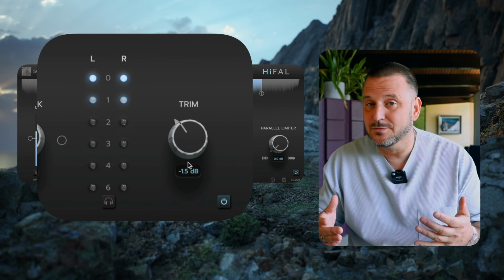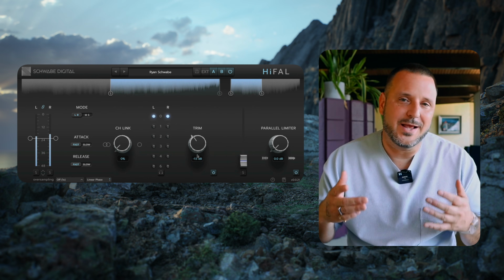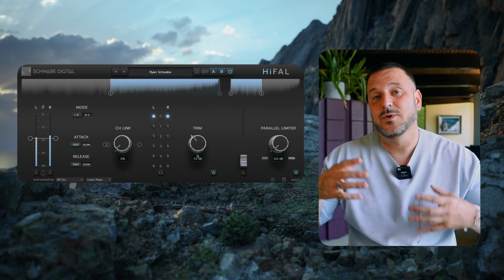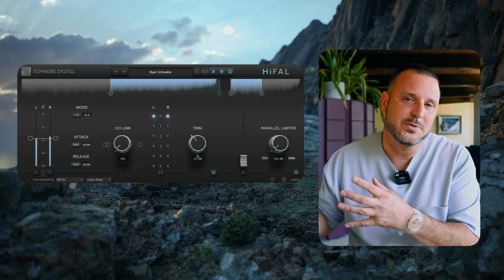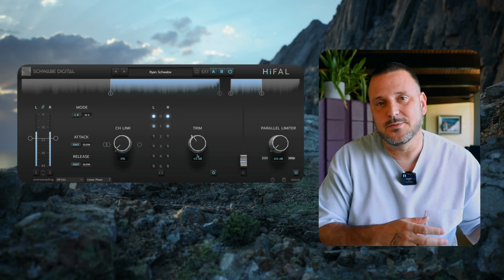It may sound simple, and it is, but it's a really elegant and easy way to rebalance and right-size the high frequencies relative to the rest of the mix.